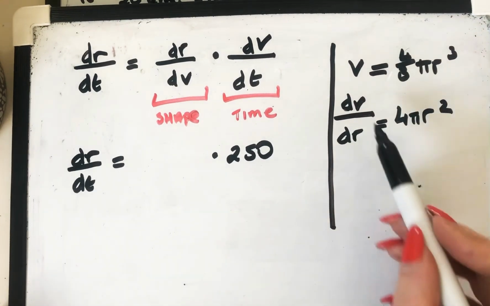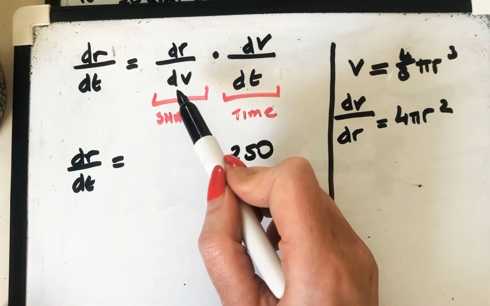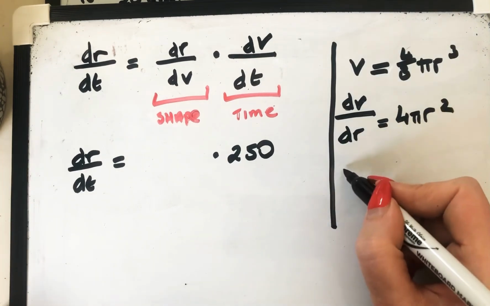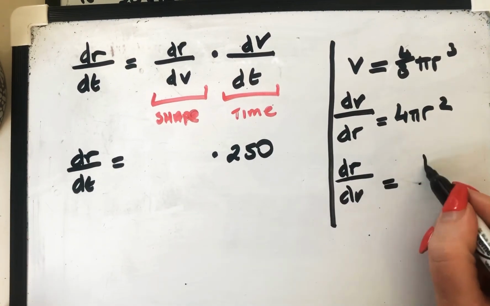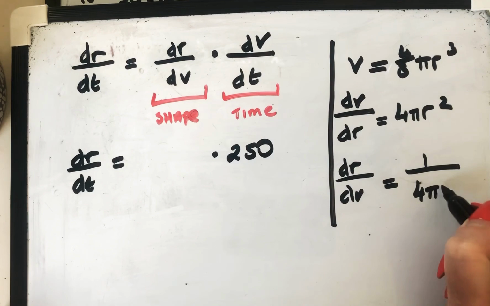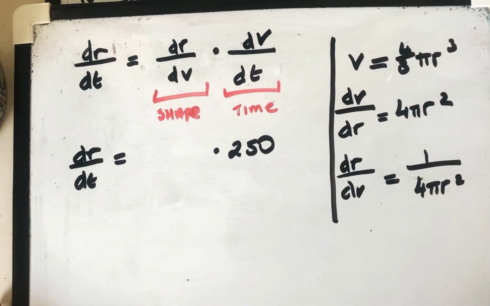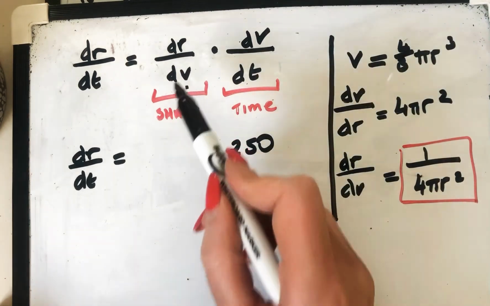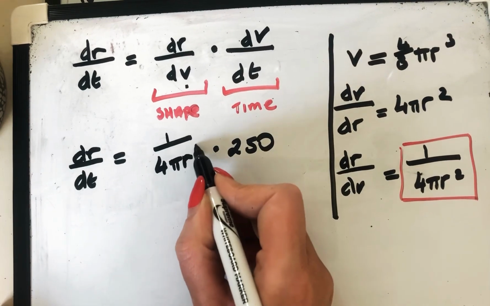Now, we do not want dV over dr in our question. We want dr over dV. So in this case, you just flip. You won't flip in every question, just sometimes you may need to flip, and just be aware that you're allowed to flip. When you flip, you get 1 over 4 pi r squared. So let's put this 1 over 4 pi r squared into our formula here.